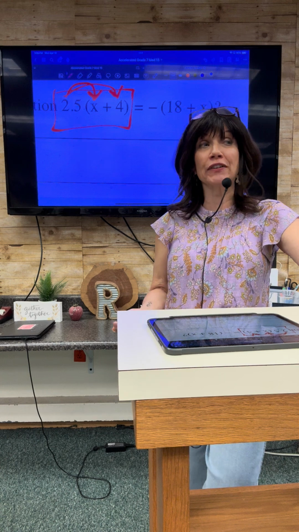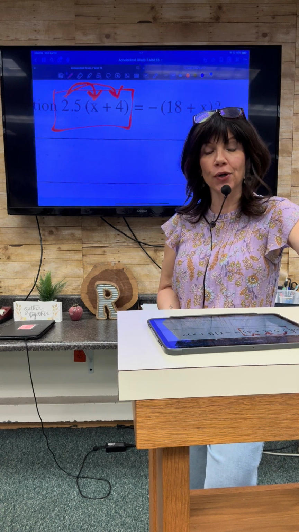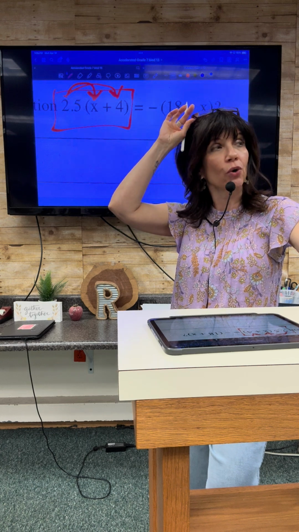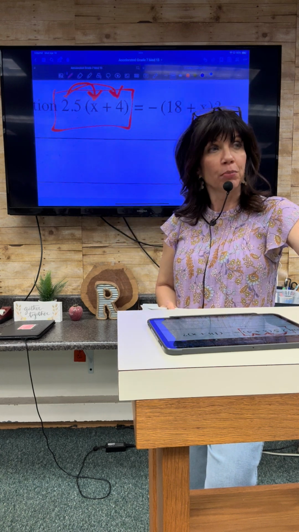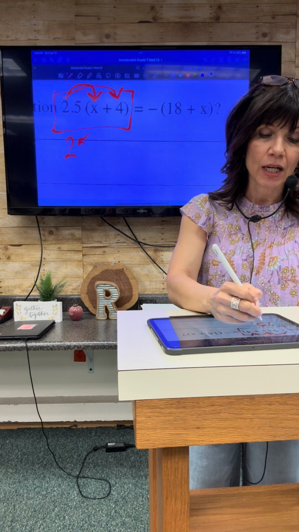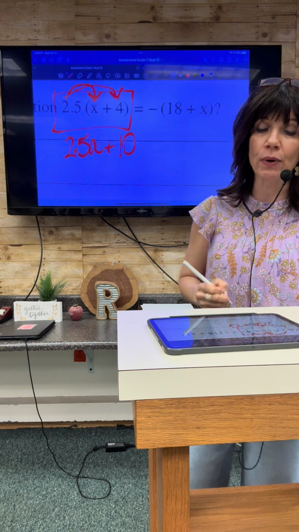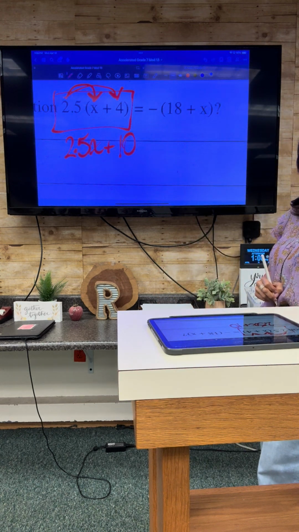2.5 times 4. You do have calculators. It does equal 10. Okay, 2.5 times 4 equals 10. So you just wrote what? Plus 10. I'll go ahead and write it. It will probably help for those watching. 2.5x plus 10. Any questions on how we got 2.5x plus 10?